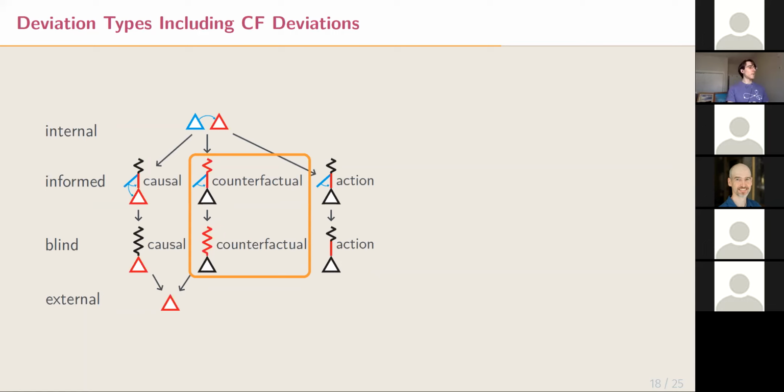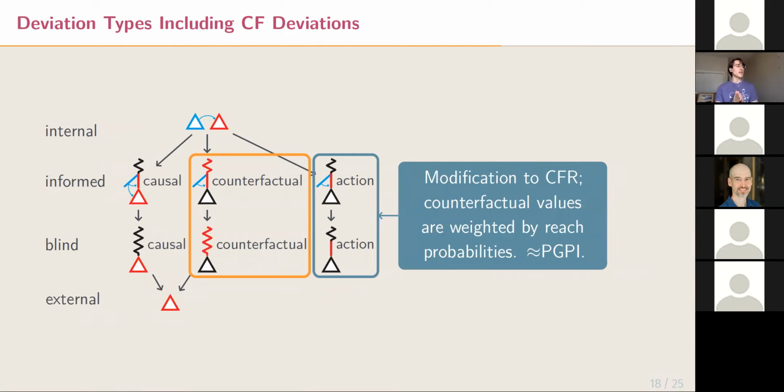All right. So now one other thing I want to mention is that it's actually really easy to modify CFR to target action deviations as well. For those who know what CFR does internally, all you have to do is weight the counterfactual values by reach probabilities. And this gives you the algorithm that I mentioned before, that is basically PGPI. So now in this picture, you can see those are the deviations that PGPI is using, these action deviations, compared to the blind counterfactual deviations used by CFR.